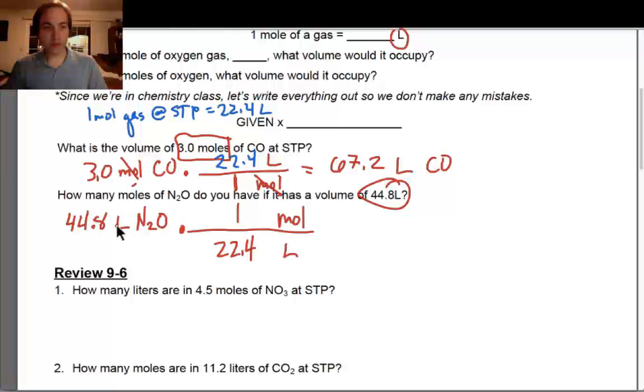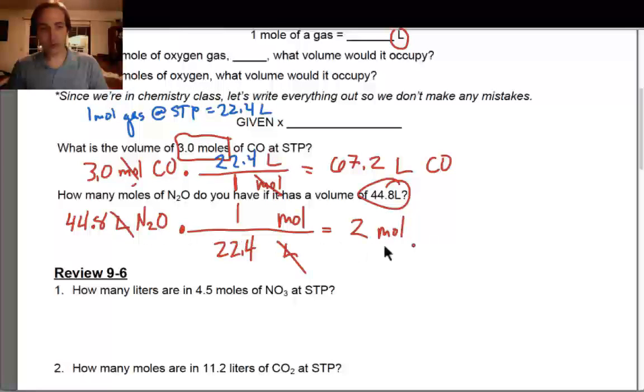Okay, so that said, we can cancel out liters here, right? And then we're left with 44.8 divided by 22.4, which turns out to be 2 units or moles. Don't forget the substance, N2O.